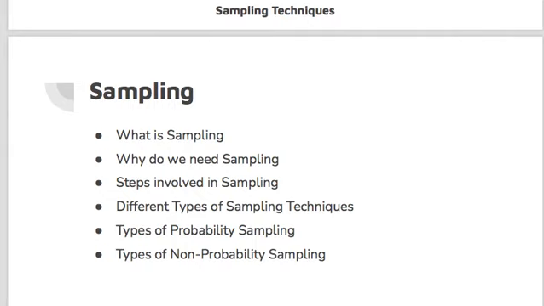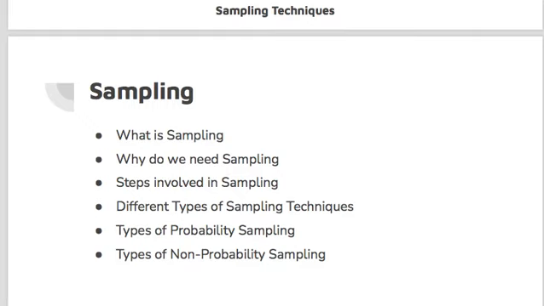The different types of sampling techniques: simple random sampling, systematic sampling, stratified sampling, and cluster sampling come under probability sampling, and convenience sampling, quota sampling, judgment sampling, snowball sampling come under non-probability sampling.